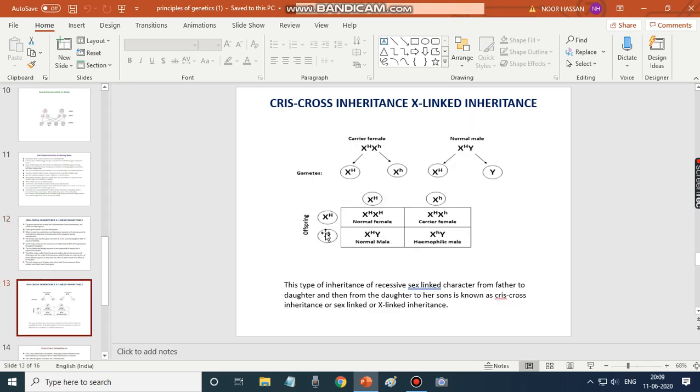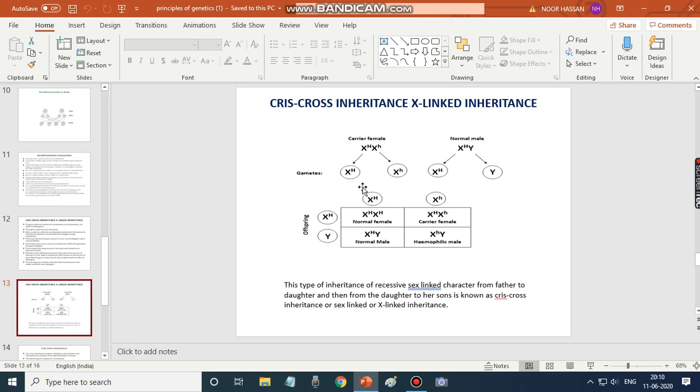So this is a chart, a diagrammatic representation. This is a carrier female and a hemophilic. Hemophilia is a genetic disorder, you know it. So this is a carrier female. In these XX chromosomes, one X carries the normal gene, capital H, and the other X chromosome carries the defective gene, small h. And this is a normal male, X capital H, normal, and Y. The defective gene is present only on the X chromosome, so Y has no defective gene.